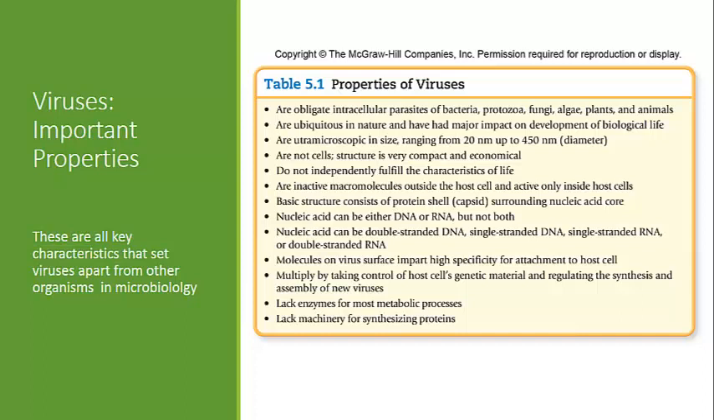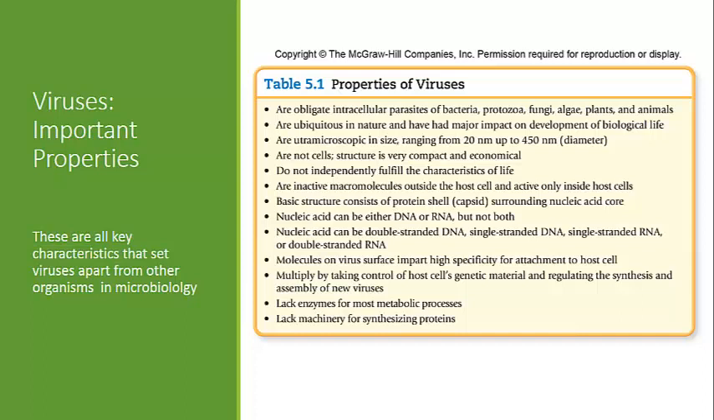The basic structure is just a protein shell surrounding a nucleic acid core, so it's a very simple structure. That nucleic acid can be DNA or RNA, but never both. Now, this is the first time that we are seeing an organism that can have RNA as its genetic material, so you can see viruses are very unusual in this fact. The nucleic acid can take a variety of forms. It can be double-stranded DNA, single-stranded DNA, single-stranded RNA, or double-stranded RNA. So this is a property very unique to viruses.